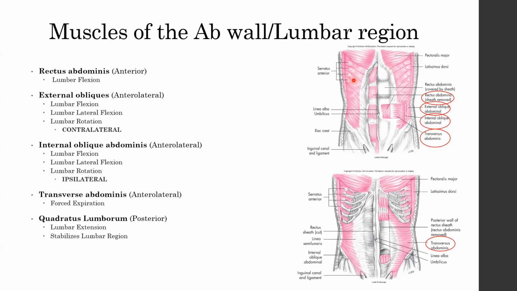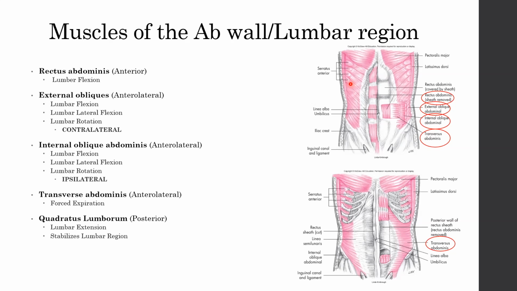And how the external oblique fibers run, they run in a diagonal direction, very similar to how your fingers will be oriented whenever you reach into your pocket. If you reach into your right pocket right now, the direction of how your fingers are oriented is roughly how the fibers of the external oblique run. And because it's located on the anterior lateral compartment, not only is it responsible for lumbar flexion, it's also responsible for lumbar lateral flexion, as well as lumbar rotation.